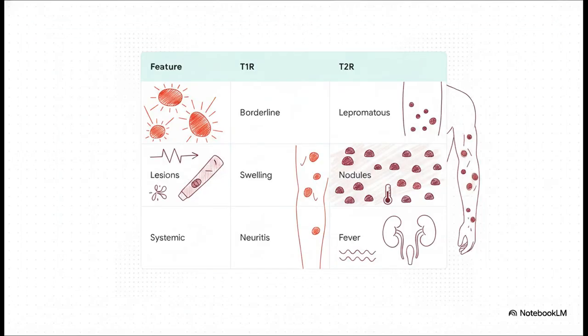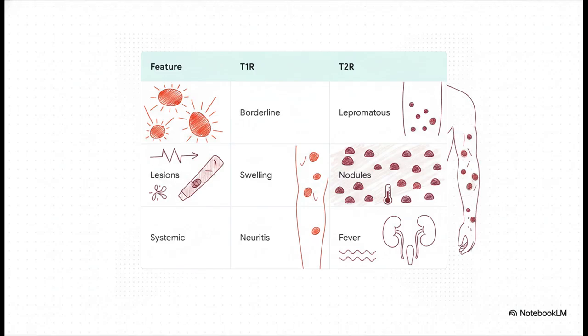The crucial point here, cementing this clinical contrast in your brain. In a type 1 reaction, which mostly hits those borderline types, the patient's existing lesions suddenly swell up and turn red. You also get this very prominent, sometimes silent neuritis that can actually cause acute nerve paralysis. Now, contrast that with a type 2 reaction, which hits the lepromatous types. In T2R, the patient develops brand new crops of painful, tender nodules, usually on the outer limbs and face. And it comes with systemic stuff, fever, malaise, and multi-organ involvement like orchitis or nephritis. So remember, existing swelling versus brand new nodules.